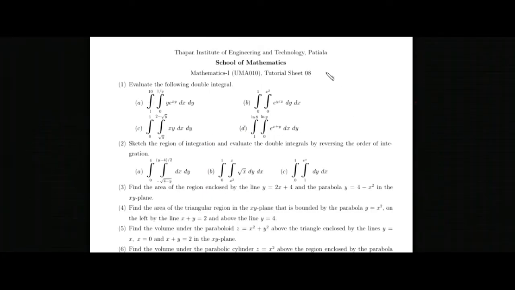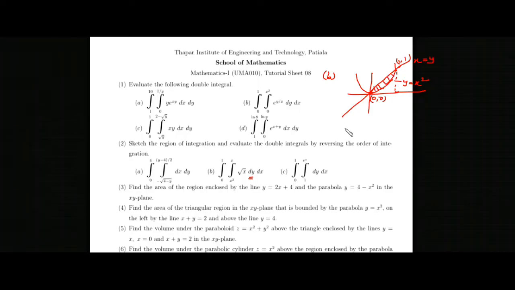Now similarly, B part, first of all sketch the region. Here you have to integrate with respect to y first. So these are the limits of y. So our y is x square and x. So this is y, x is equal to y, and this is y is equal to x square. This is 0, 0. This is 1, 1. Since our y is varying from this x square to this, so it means this is the region.